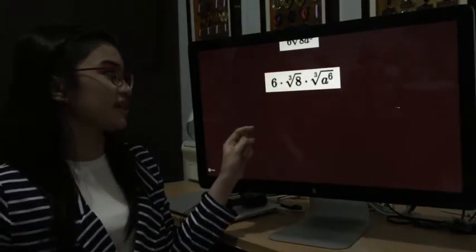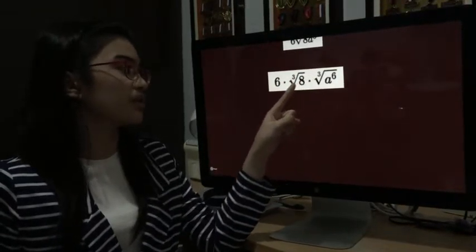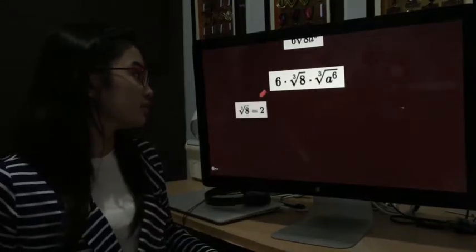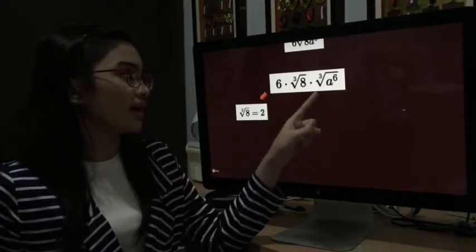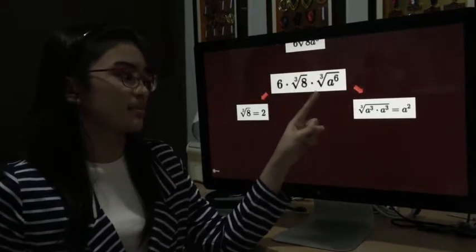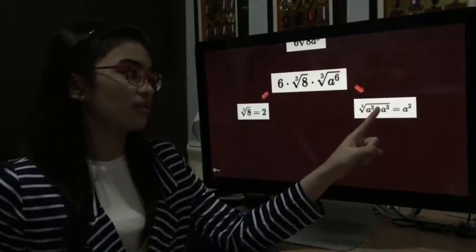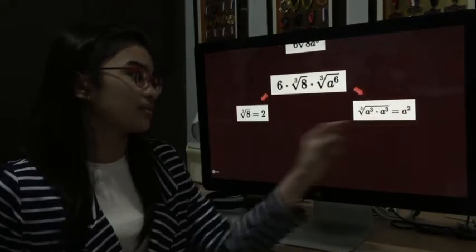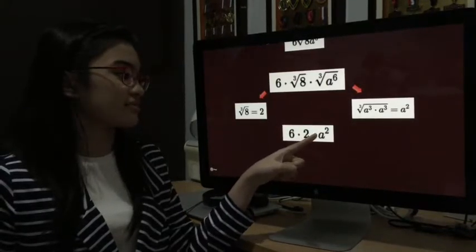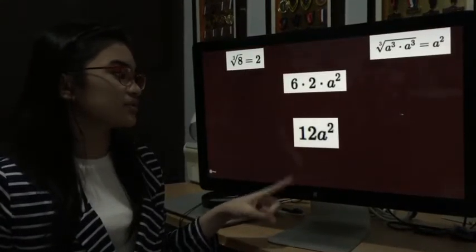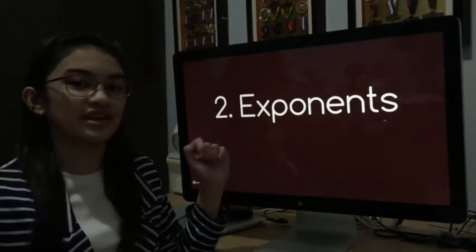Now we'll separate the terms again. 6 times cube root of 8 times cube root of a to the 6th power. Cube root of 8 is equal to 2, and the cube root of a to the 6th power is equal to the cube root of a to the 3rd power times a to the 3rd power, which is a squared. Now if we combine all those terms, we will get 6 times 2 times a squared, which is equal to 12a squared. Now let's multiply radicals using exponents.